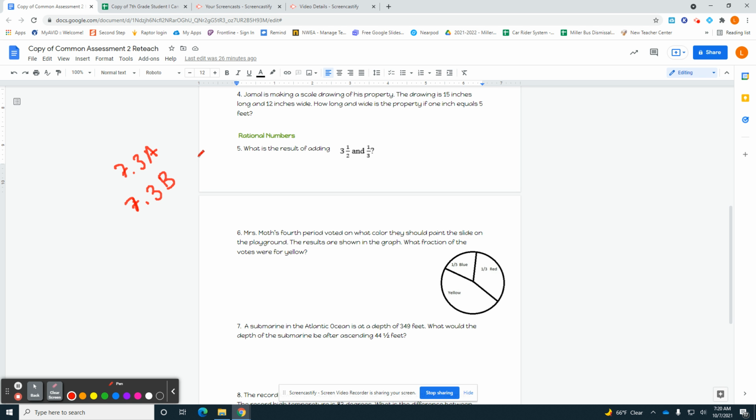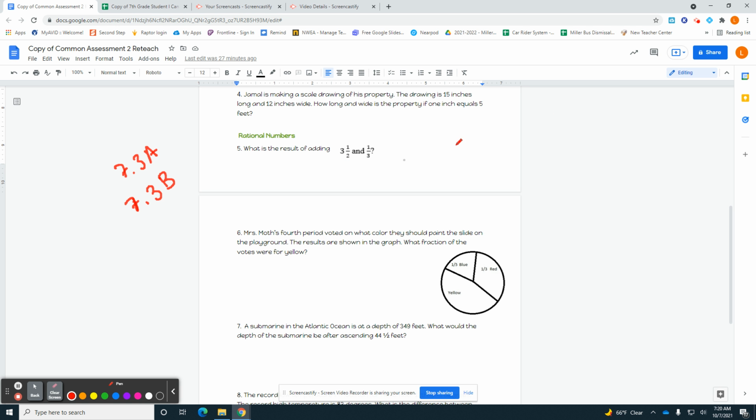It says, what is the result of adding? So it just wants you to add 3 and 1/2 and 1/3. So what is the very first thing we have to do when we are adding or subtracting fractions? Okay. So if you said find a common denominator, you are correct. So we have to find our common denominator first.